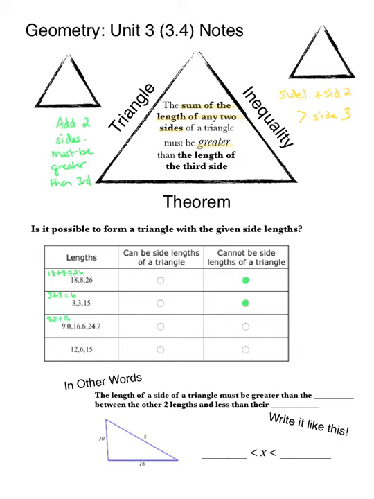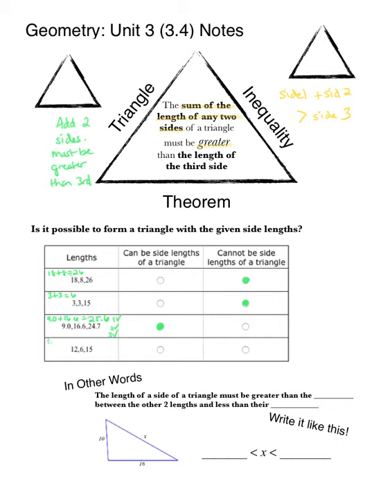9.0 plus 16.6 equals 25.6. Is 25.6 greater than 24.7? Okay, we have 1. Now we have to play around with the rest. Well, 24.7 plus 16.6 is clearly greater than 9. We have 2. And 9 plus 24.7 is clearly greater than 16.6. So we have 3 that work.